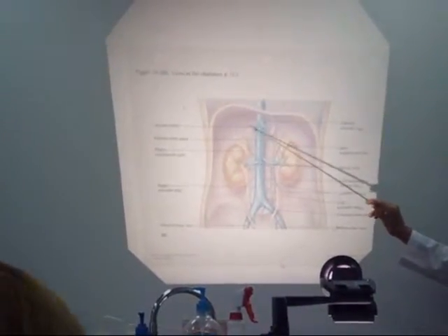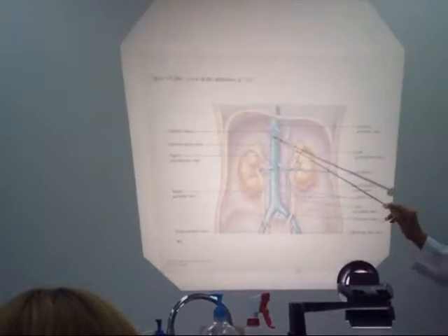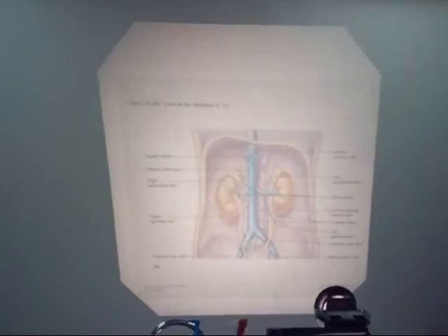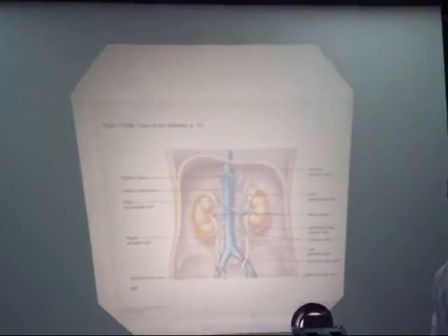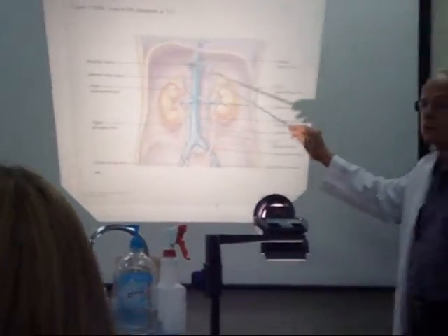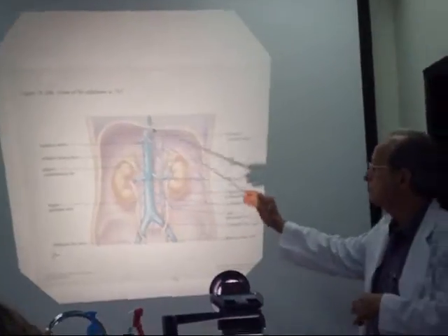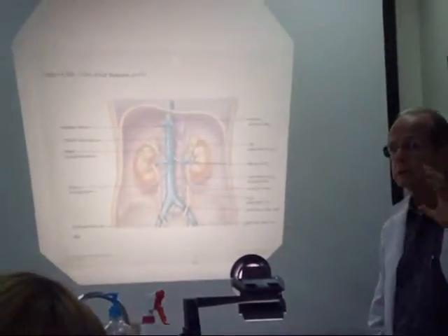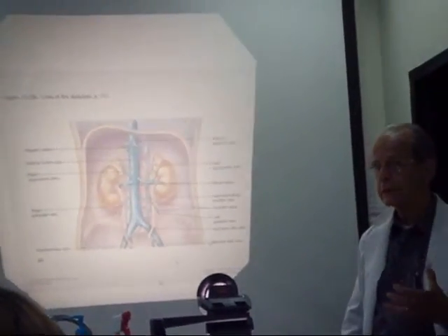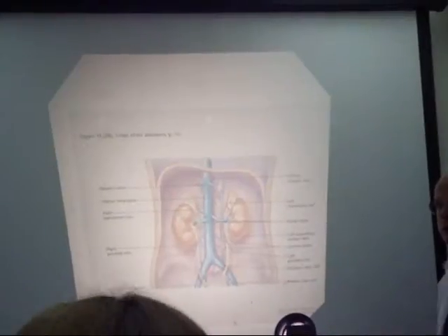Now, these stumps of vessels right here, we're going to come back to these later. But notice, these are hepatic veins. What is hepatic? What organ are we talking about? Liver. So these veins drain blood from the liver. Keep that in mind, because in a little bit, we're going to show you a different kind of venous system from this systemic venous system we're looking at now.